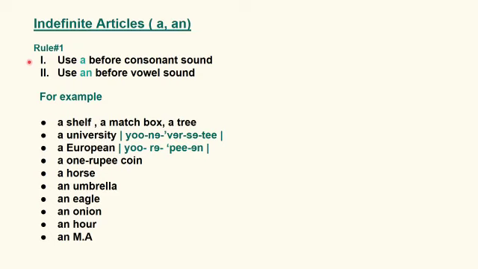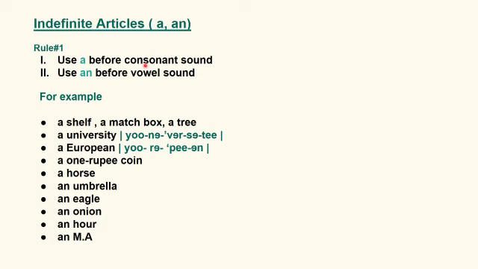Rule number 1. Use a before consonant sound and use an before vowel sound. But in natural speech we use a, not ay. For example, a book. And in natural speech we use an, not ayn. For example, an eagle.